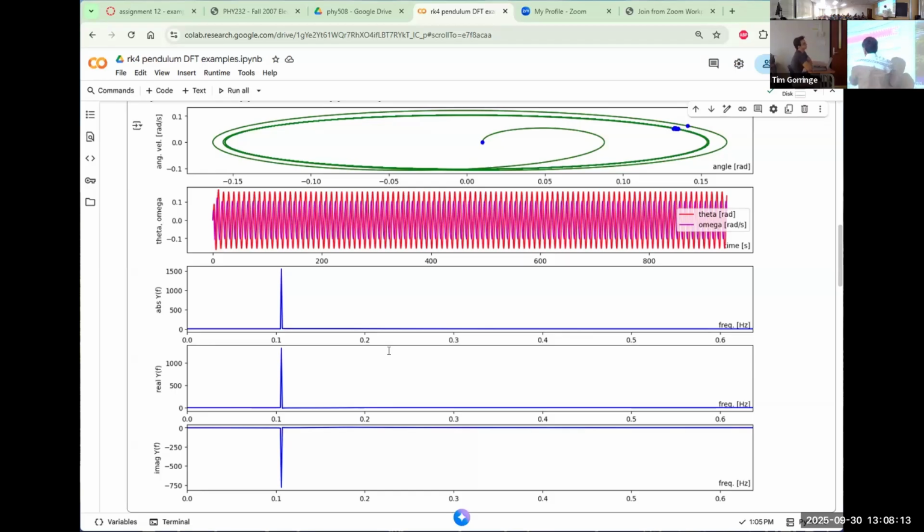So what does the Fourier transform look like? It looks like these three plots here. This is the absolute value, this is the real part, this is the complex part. It looks like a single frequency. Now this is the Fourier transform. Let me actually redo this. Let me put on a transient tab.